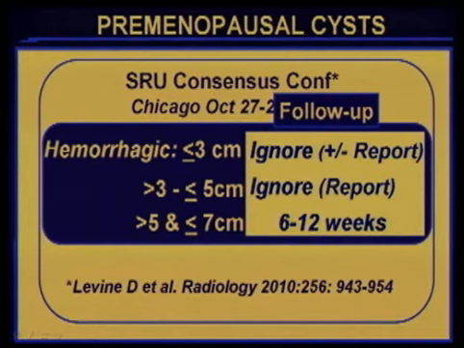The larger ones, probably a good idea to get a short interval follow-up, because sometimes these hemorrhagic cysts can mimic endometriomas. There's a crossover in their appearance, and just to make sure that they do go away, it would be a good idea then to follow these. If they stayed, entertain the thought of an endometrioma.